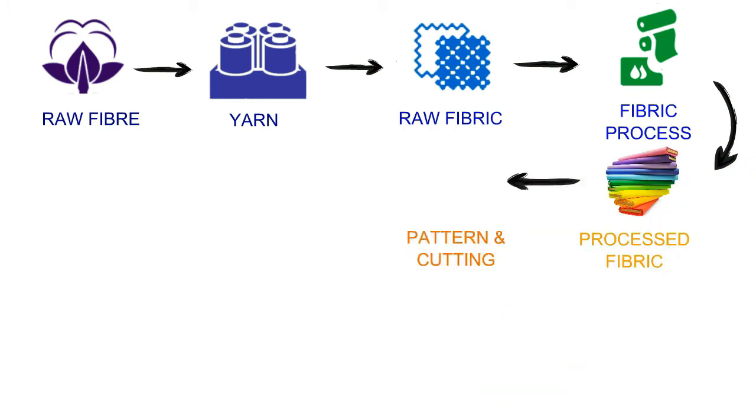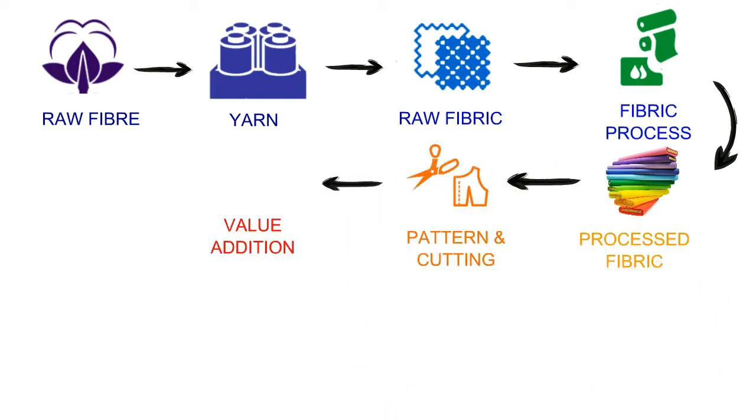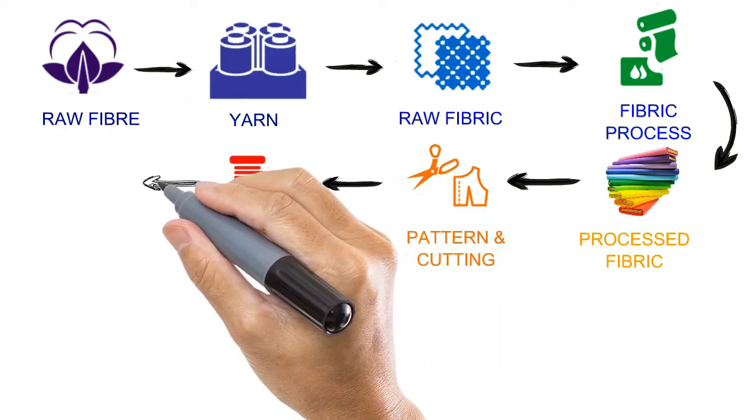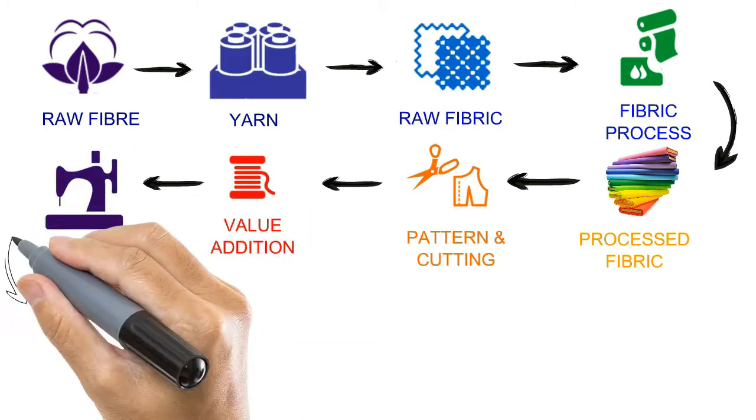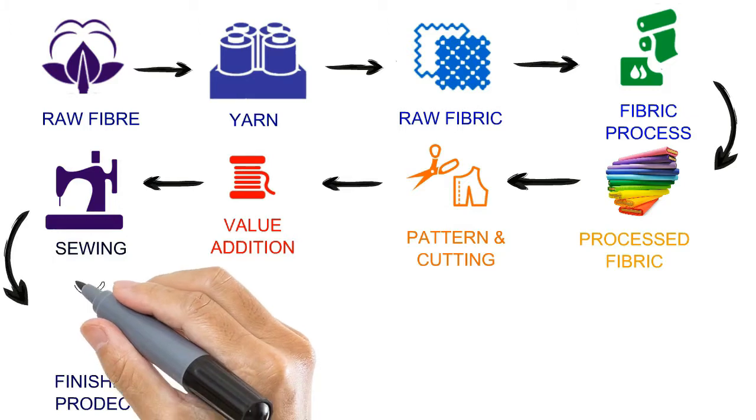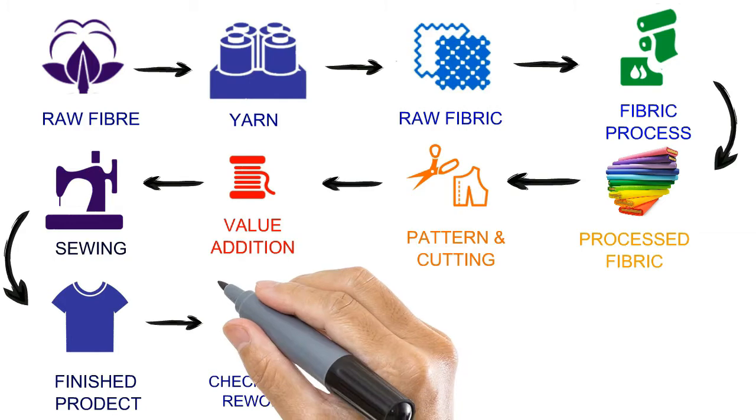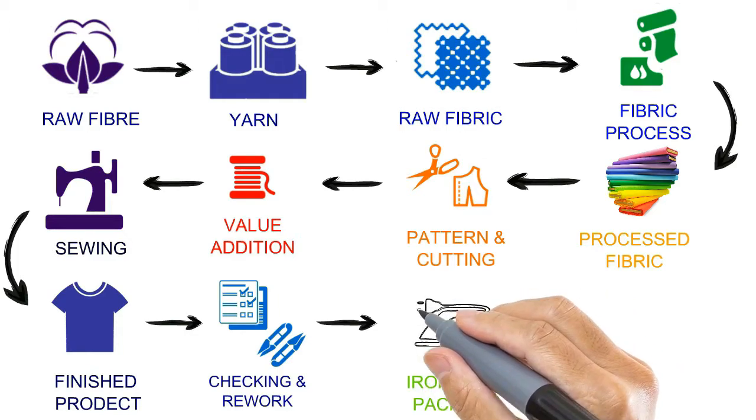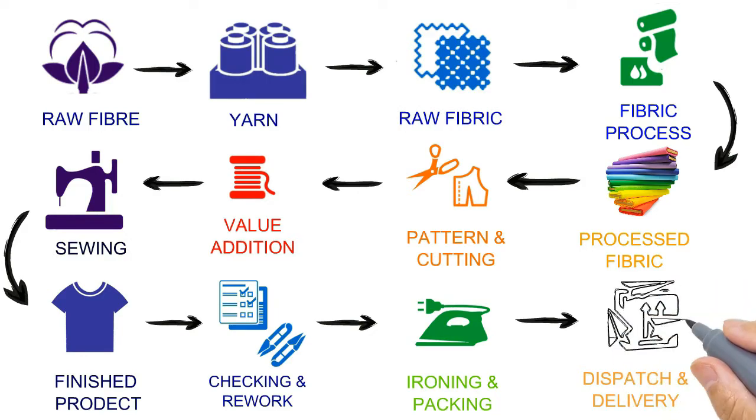Then, based on requirement, cutting and pattern process happens. Again, they add aesthetic factors to the cloths, like colors. They make a t-shirt with the help of a sewing machine. The product gets shaped, then it is sent to the checking department. If there is any damage, they rework. The good products are ironed and packed, and finally delivered to the shop to sell to the customers.